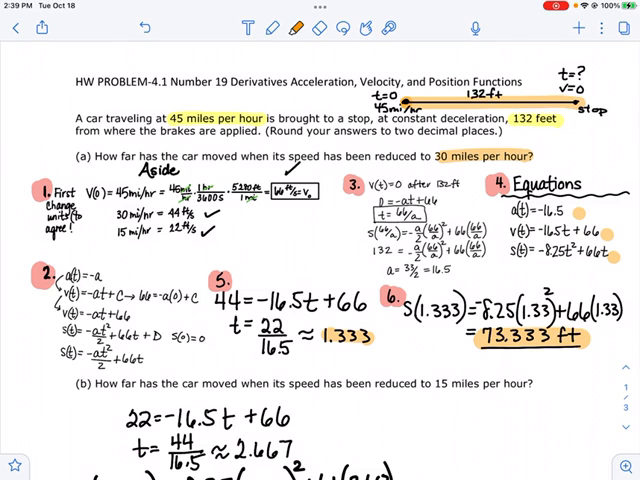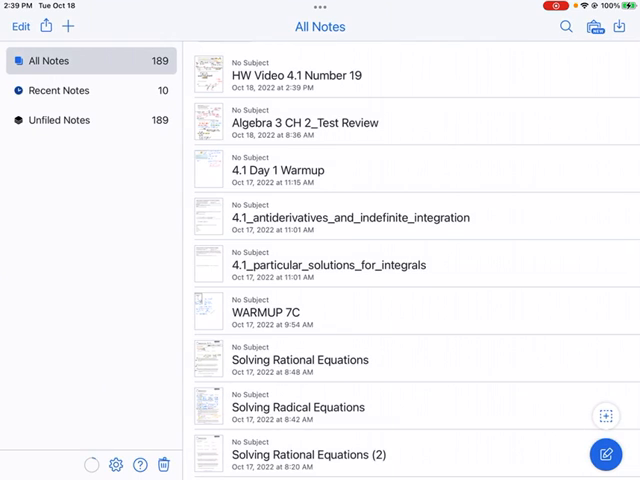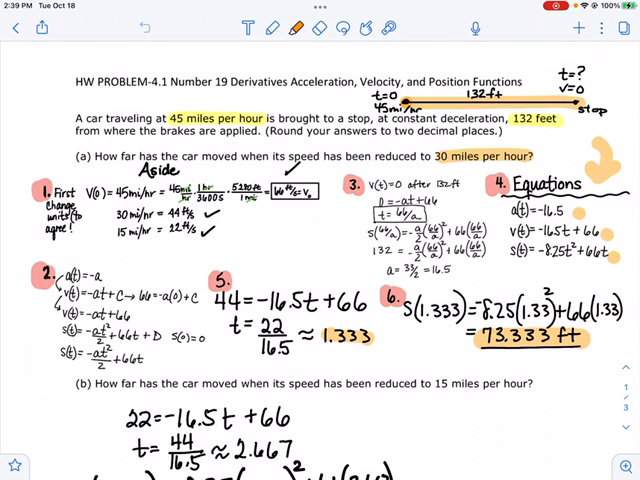So the first question says, how far has the car moved when its speed has been reduced to 30 miles per hour? So immediately you start thinking about, what do I know? So you start to build your body of information. You might start by asking, what are my equations? You can get the structure for your equations just using A. And acceleration is negative A in that case, because you're decelerating. So the acceleration is negative.